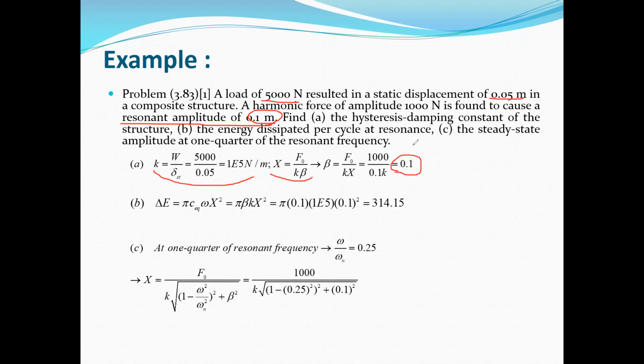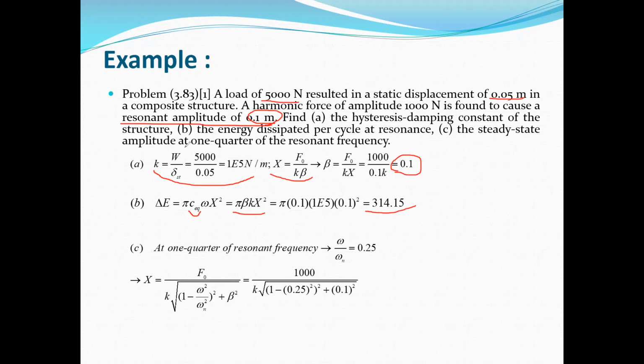Part B, we need to calculate the energy dissipated per cycle. The energy dissipated is equal to pi c omega x squared, where c is the equivalent damping coefficient, which is equal to beta times k. So we can substitute and solve for delta E, the energy dissipated per cycle, and it's equal to 314.15.